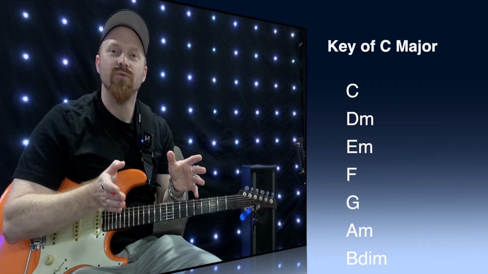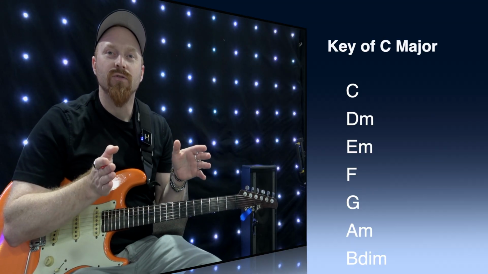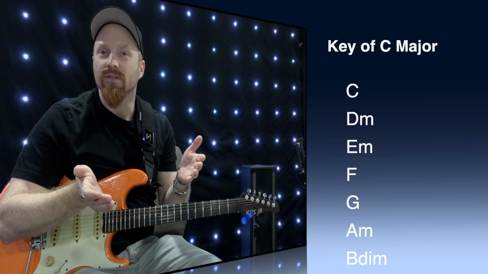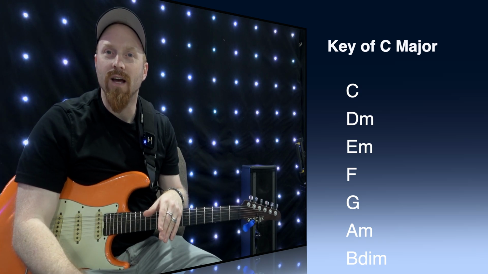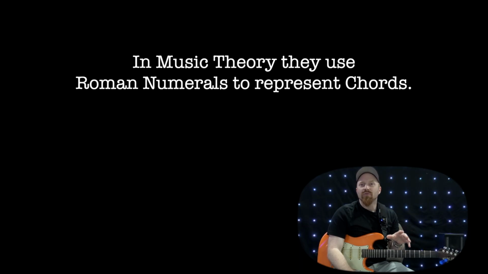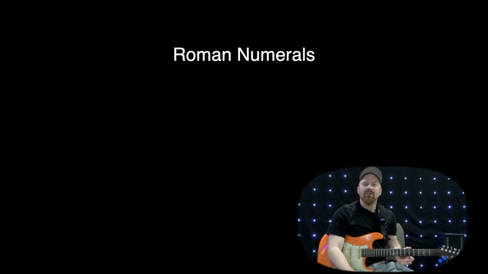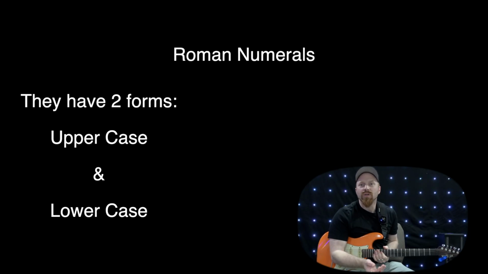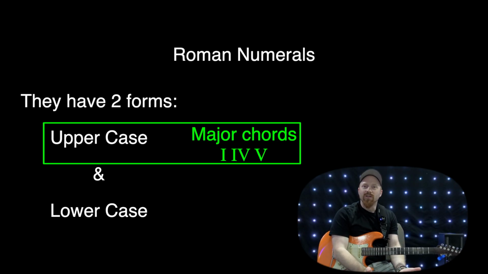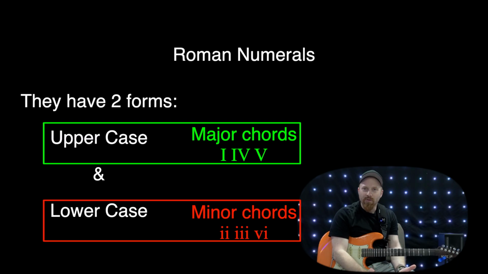All we're going to do with this is learn how to look at those chord shapes and tie the number system into it. There are seven chords in the key, so we're going to have seven numbers, 1 through 7. In music theory, they use Roman numerals to represent chords. The reason they do this is that we can use uppercase and lowercase Roman numerals. Uppercase Roman numerals represent major chords. Lowercase Roman numerals represent minor chords.